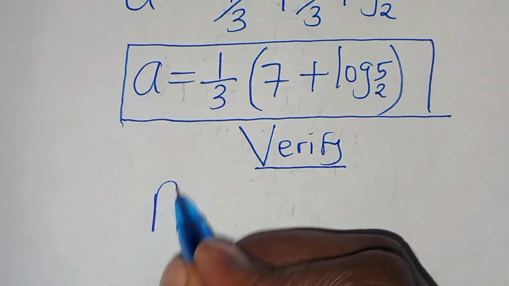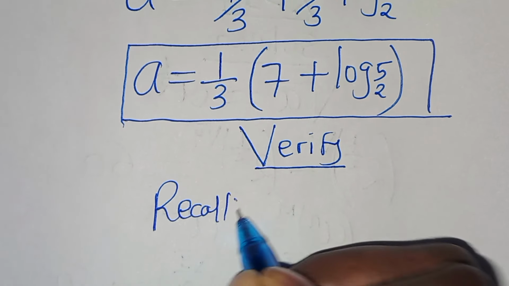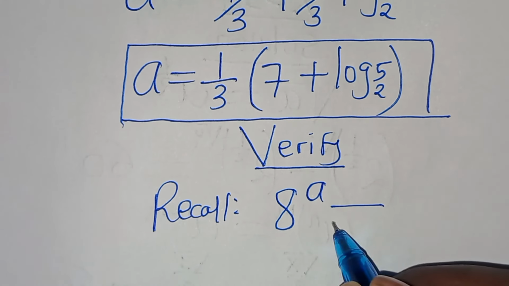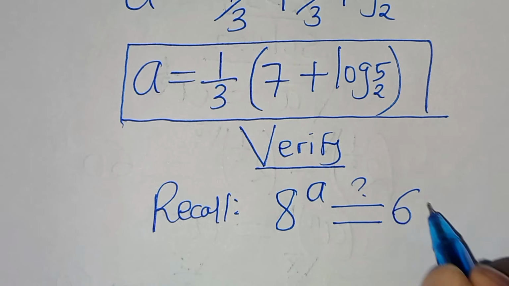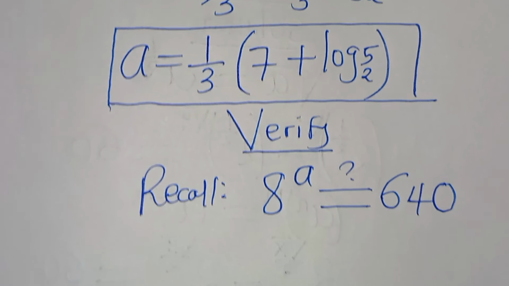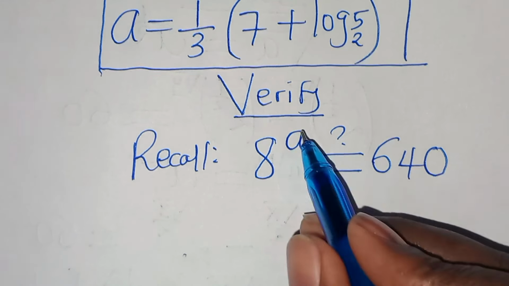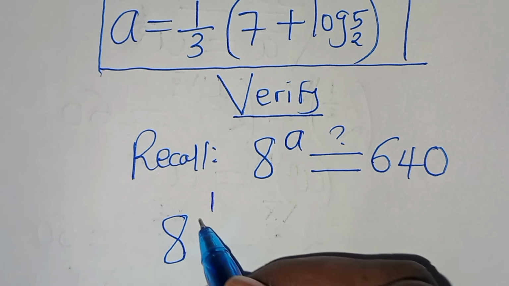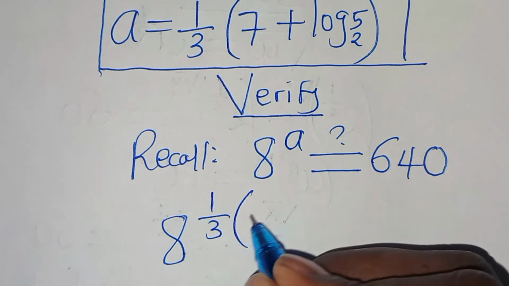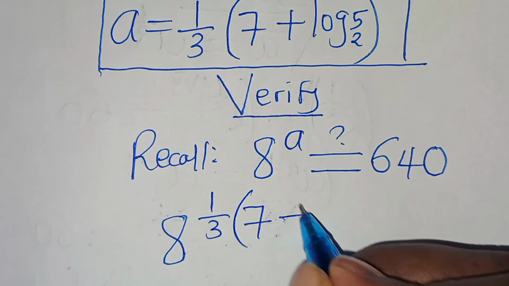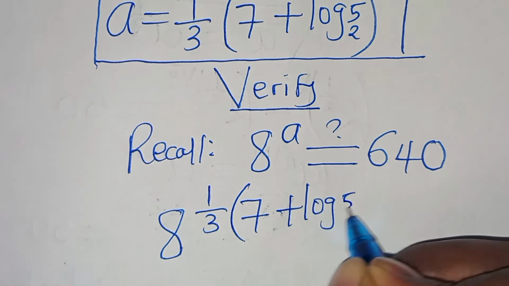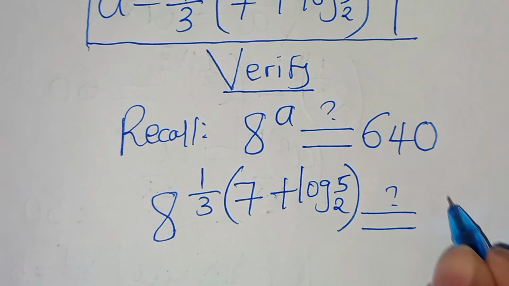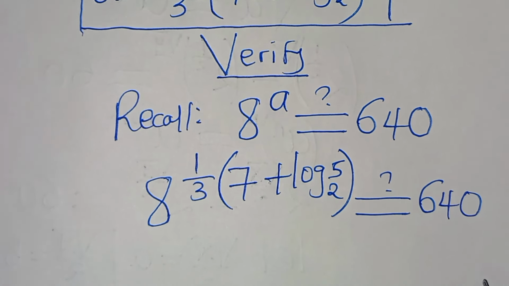Now, if you recall, we have that 8 to the power of A should give us a value of 640. Now let's substitute the value of A. We have 8 to the power of 1 over 3 into the parentheses 7 plus log 5 to base 2, close the parentheses. This should give us a value of 640.